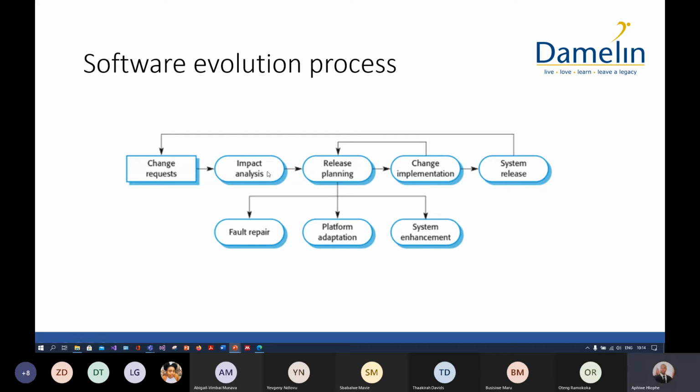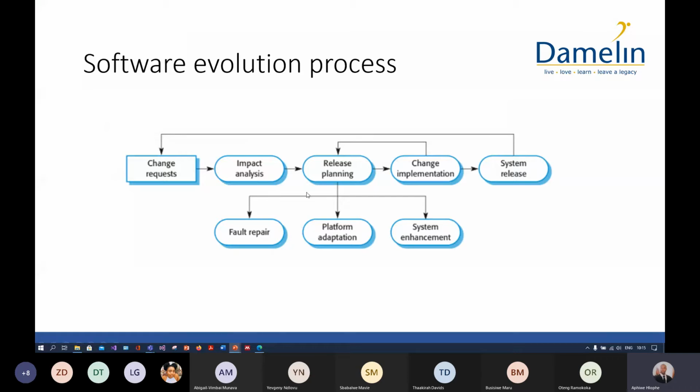Okay, once you've done your impact analysis, then you start planning for your release. You need to be able to predict things that you're going to need to repair often. You need to be able to predict which components are most likely to change in the future, and you need to formulate a strategy for doing maintenance and system enhancement for the release. And then you actually go through the process of change implementation, and then you have a system release, an updated system release, and you go back again if there's a new change, and you do the same thing.